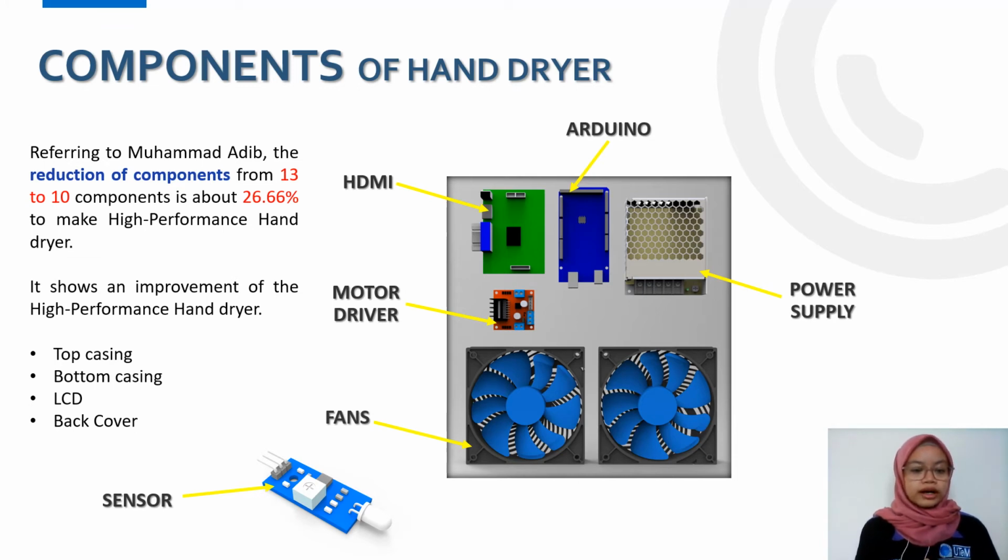So, I am going to list the components of the hand dryer, which are a top casing, a bottom casing, LCD, a back cover, Arduino, HDMI, motor driver, fans, power supplies, and a sensor.